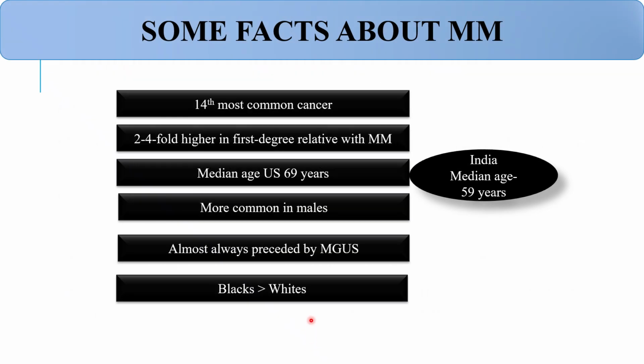So these are the facts about multiple myeloma. In India, the median age is 59 years. It is the 14th most common cancer. It is 2 to 4 fold higher in first degree relatives of those with multiple myeloma. In the US the median age is 69 years. It is more common in males, almost always preceded by MGUS, and more common in blacks as compared to the white population.